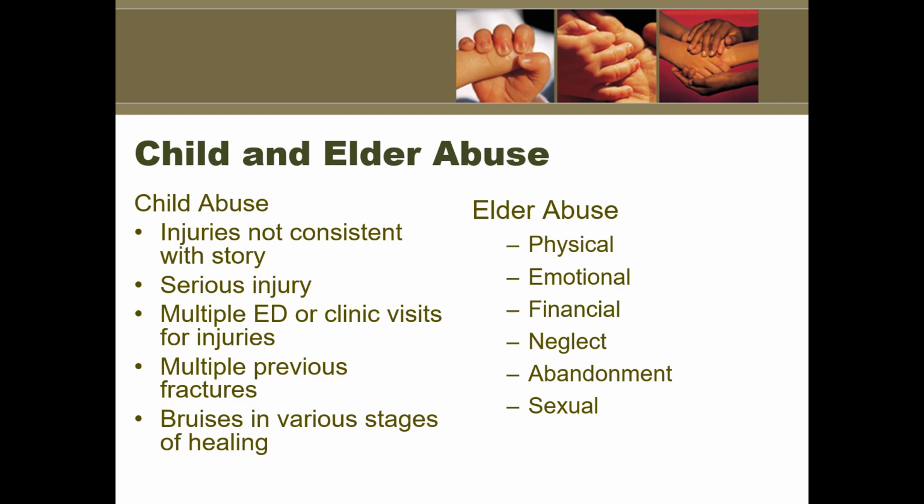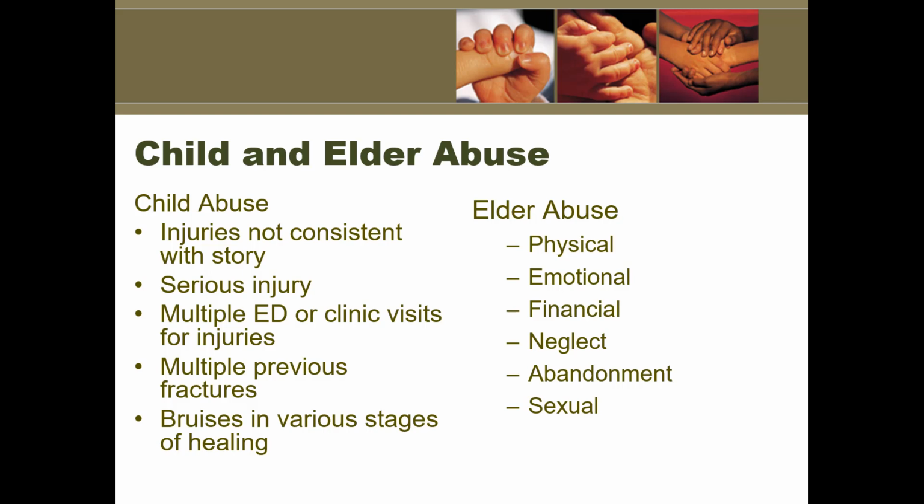The Centers for Disease Control and Prevention defined elder abuse as an intentional act or failure to act by a caregiver or another person in a relationship involving the expectation of trust that causes or creates a risk of harm to an older adult. An older adult is defined as someone age 60 or older.